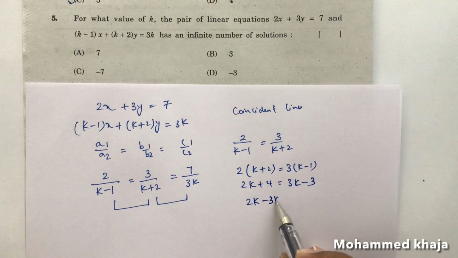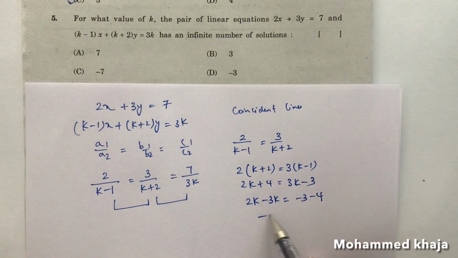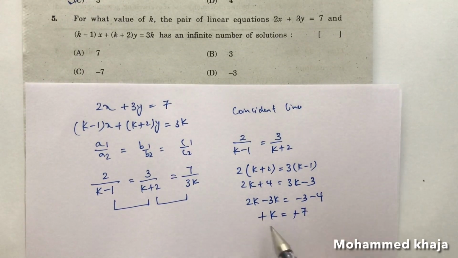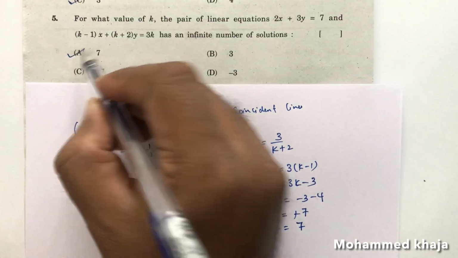2k minus 3k equals minus 3, and if I transpose 4, it will become minus 4. So minus k equals minus 7. So the value of k is 7. So the correct option is A.